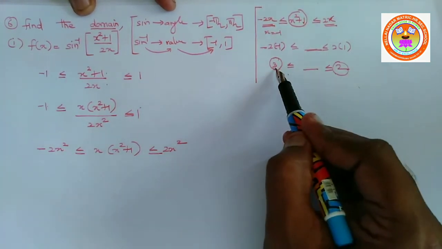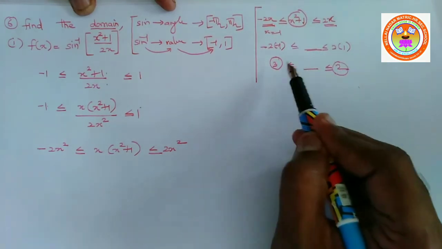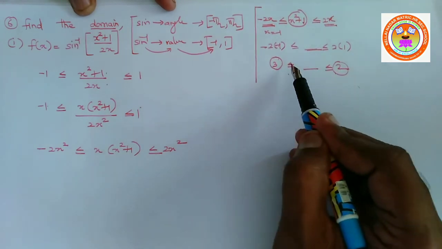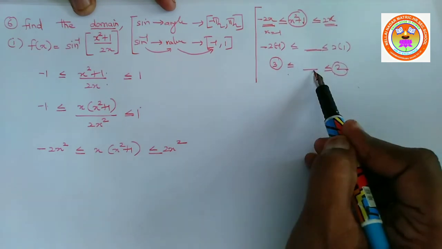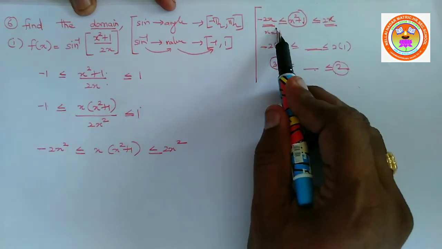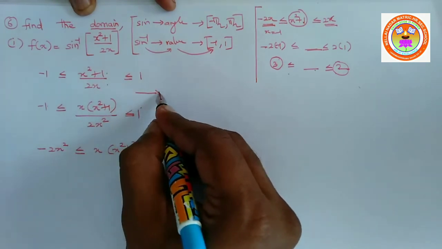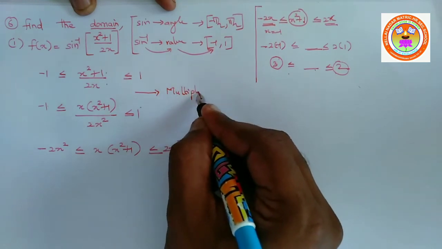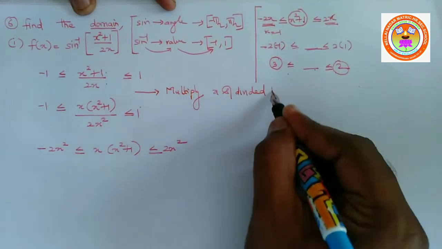See here, 3 is less than or equal to 2. But which is bigger, 3 or 2? 3 is bigger, so it should be open on this side. But the open side is towards 2. This is wrong, false. So only negative values make it false. So only to adjust, I will multiply by x and divide by x.